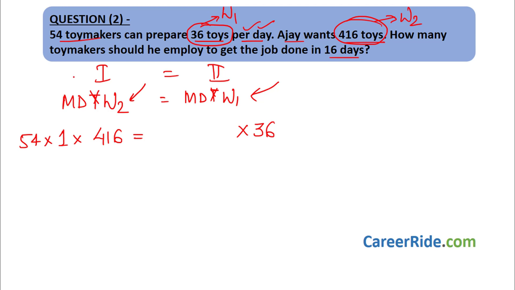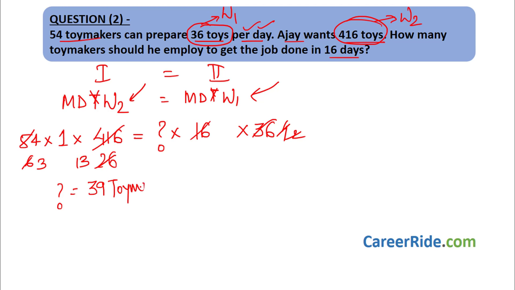Equal to number of men in second case. How many toy makers should he employ? We do not know the number of men in second case, so there's a question mark. Now, he should get the job done in 16 days. So number of days in second scenario is 16. So let's solve this. The question mark would be 13 into 3, 39 toy makers. Okay, so 39 toy makers are needed to get the job done in 16 days.